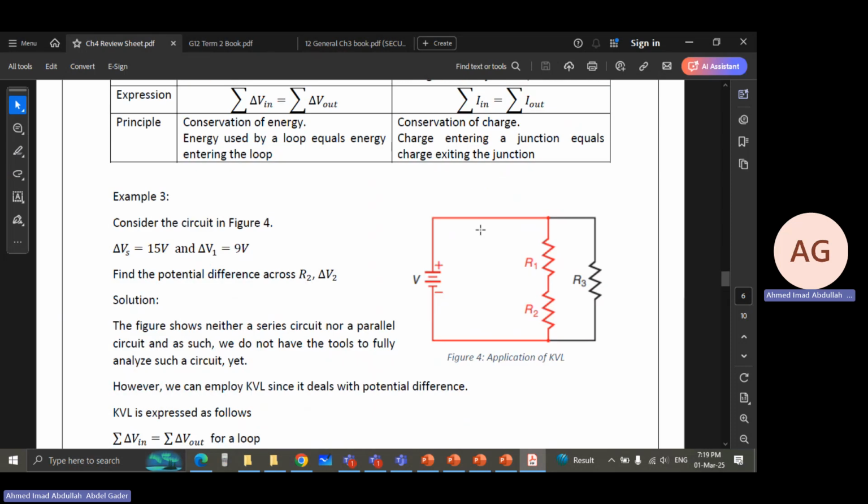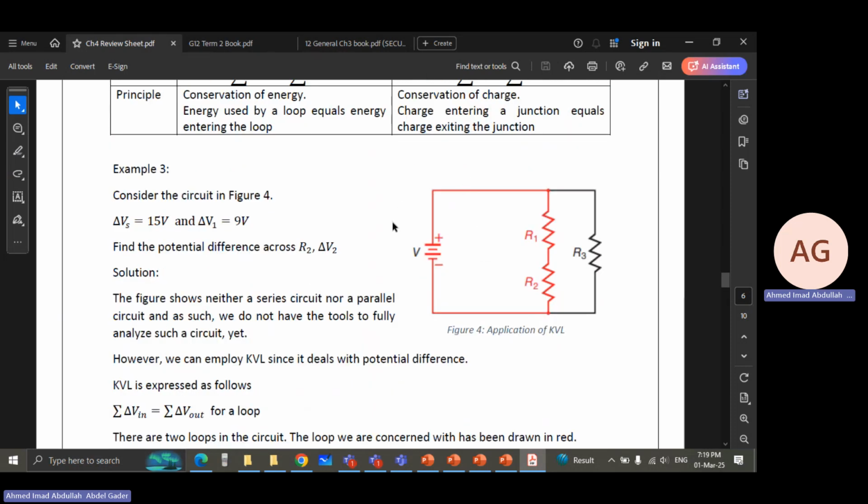So let's take, for example, this example number 3 here. I highlighted in red a loop. So we have a battery, 2 resistors in series to each other. So R1 and R2 are in series to each other. And then we have a third resistor, R3, parallel to them. Given is the potential difference of the battery and the potential difference across resistor 1. We would like to find potential difference 2. Now, this is a combined circuit. This is not a series, nor is it a parallel circuit. It is a combined circuit.